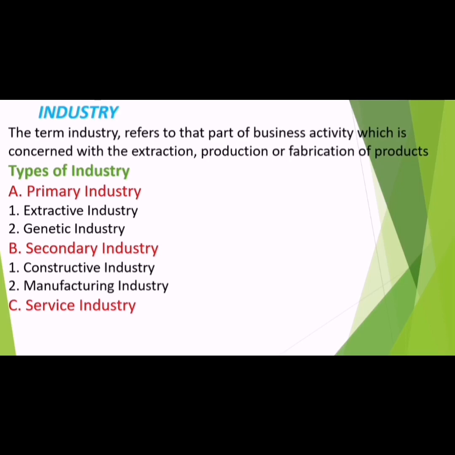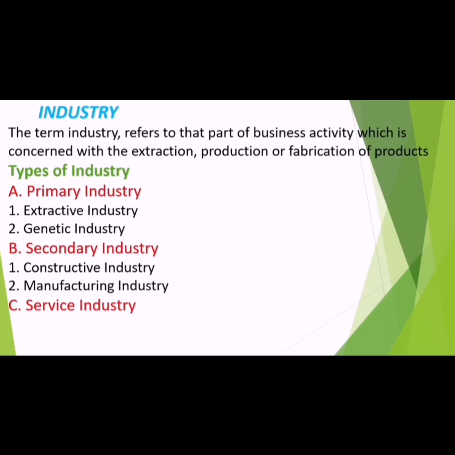Now those goods which are used for further production of wealth or used in further processing, those goods are producer goods, or you can say capital goods. And these are, you can say, durable goods, long lasting goods. Examples are machinery, tools, computer, etc.